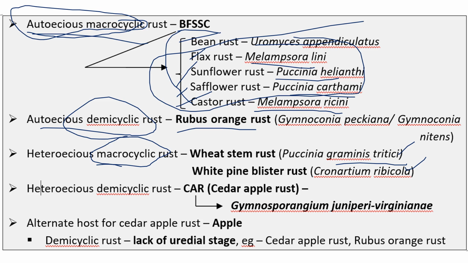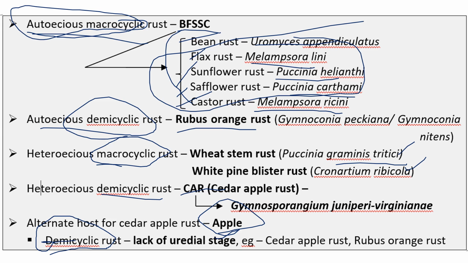And heteroecious demicyclic rust, just now in question number 301 we saw, right? So this is CAR, cedar apple rust, Gymnosporangium juniperi-virginianae. The alternate host for cedar apple rust is apple only. So the lack of... sorry, if the uredial stage is absent, it is known as the demicyclic rust.